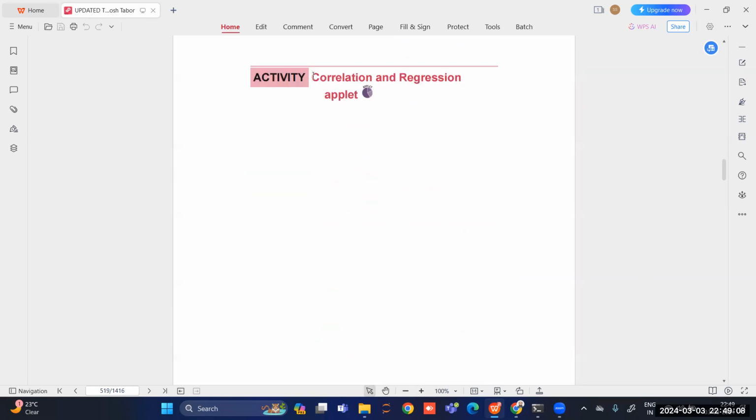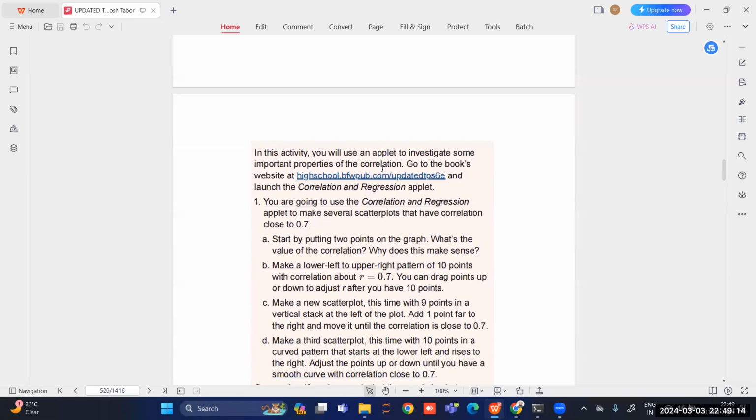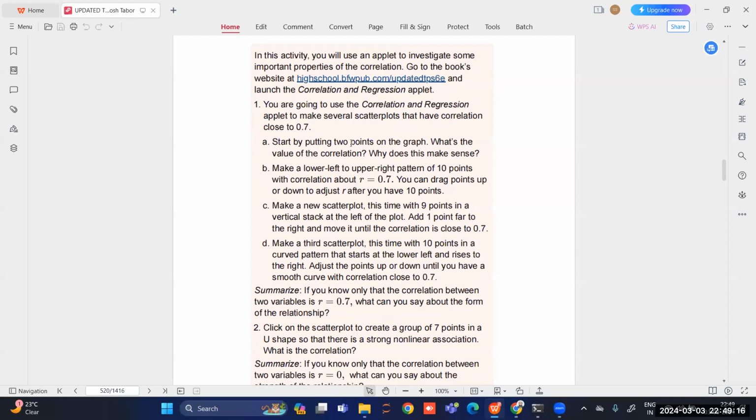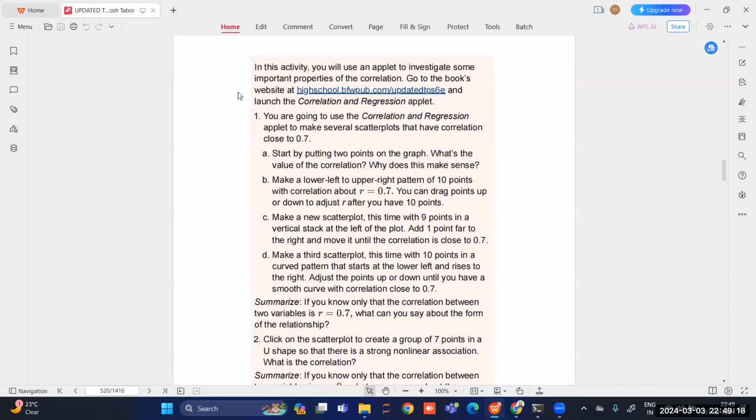Now there's a good topic: correlation and regression applets. That's a good thing that we have moved on to. So I think we need to read this. Just read this. I'll bring some water.